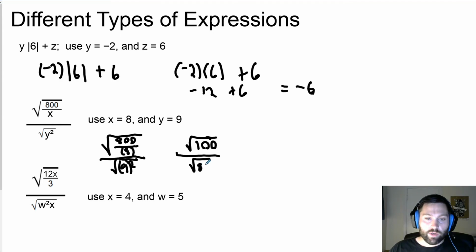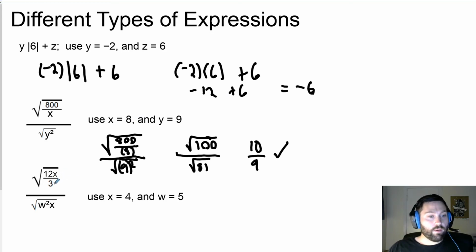So I get 81 here. And then I'm going to go ahead and simplify these. So the square root of 100 is 10, and the square root of 81 is back to 9. And that's it. 10 over 9 is a completely reduced fraction, and so this is our final answer.